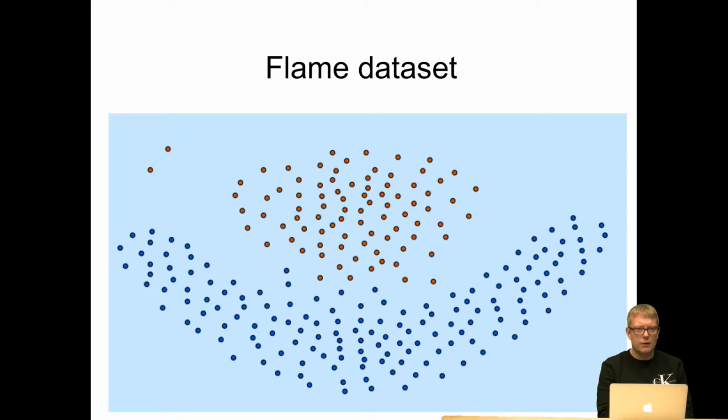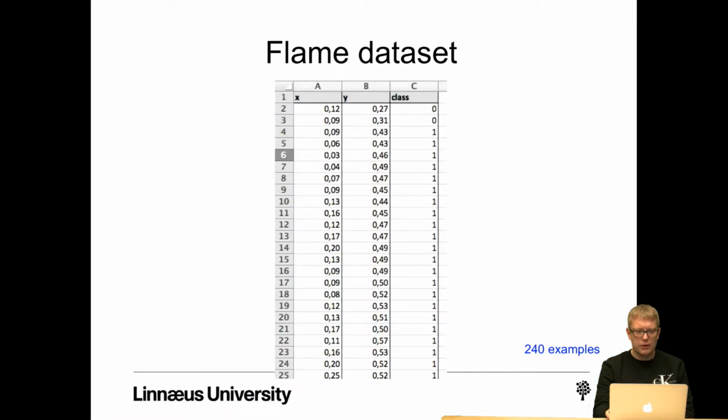So we have the two categories blue and red, and we have an interesting boundary between the two categories. Part of the dataset looks like this, so we have the x and y attributes as double values and then a class attribute 0 or 1.